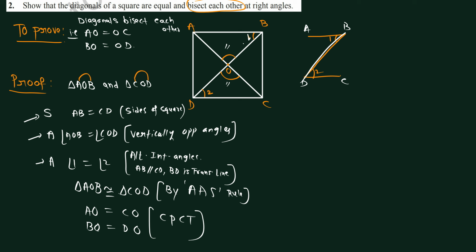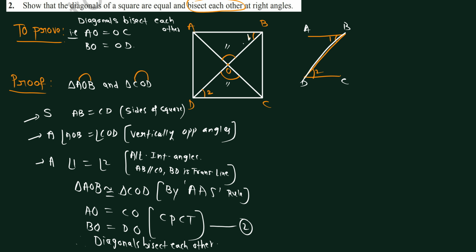So from this, can I say diagonals bisect each other? Yes or no? Therefore, let us call this relation 2. Therefore, you write here: diagonals bisect each other.